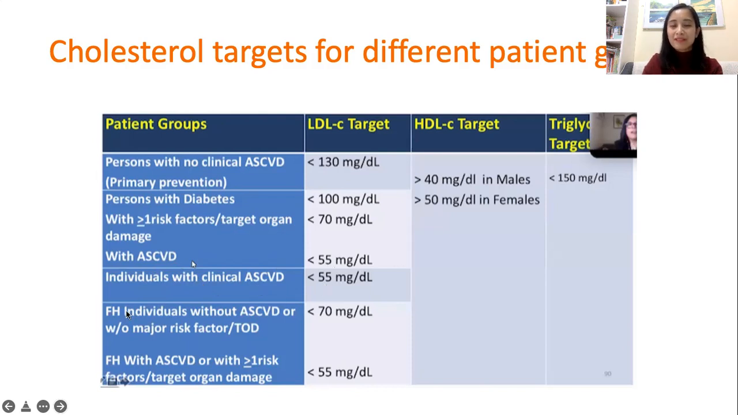Familial hypercholesterolemia, without ASCVD, less than 70. With ASCVD, less than 55. And remember, HDL cholesterol target, males 40, females 50. And the triglycerides, less than 150. So please memorize this, okay?